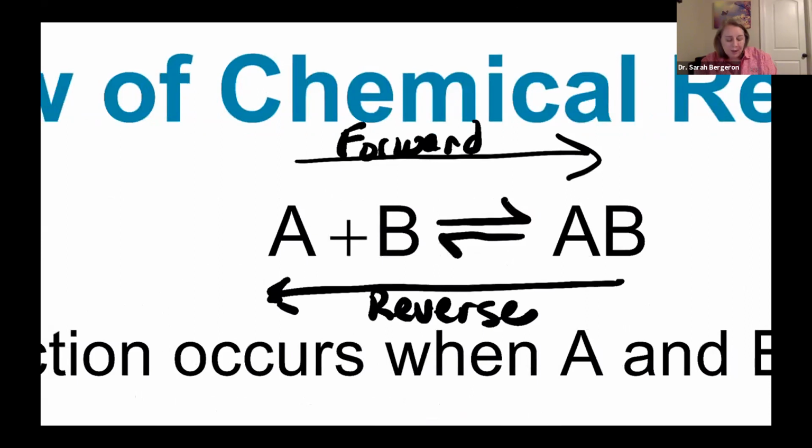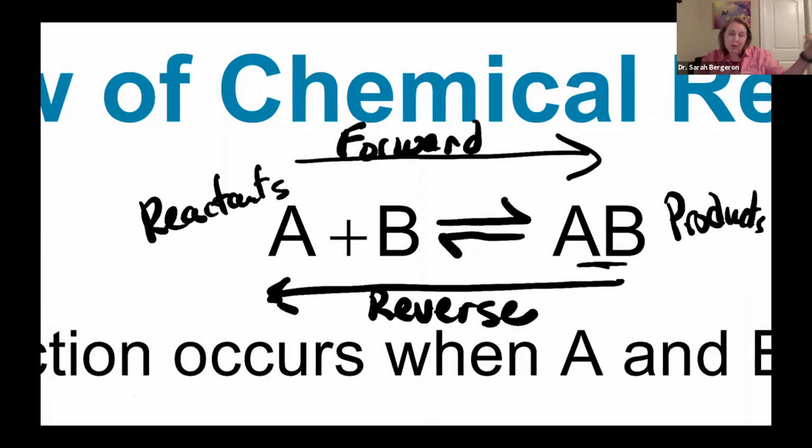So when you get enough AB being formed, the reaction is going to shift, and we're going to start making reactants. Here are reactants, here are our products. So you go in the forward direction and make your product AB. You make enough product AB, then you go in the reverse and make the reactants, A plus B.